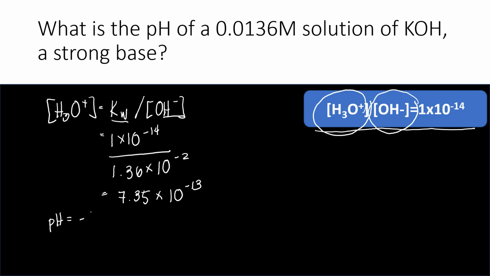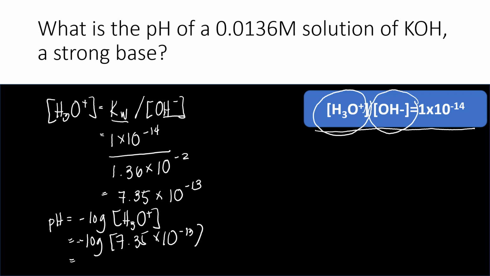pH is equal to negative log of the hydronium ion concentration. So that is negative log of 7.35 times 10 raised to negative 13, which gives us 12.13. So if you go back to the previous slide, we also got the same value. So you can use either method depending on which one is easier for you.